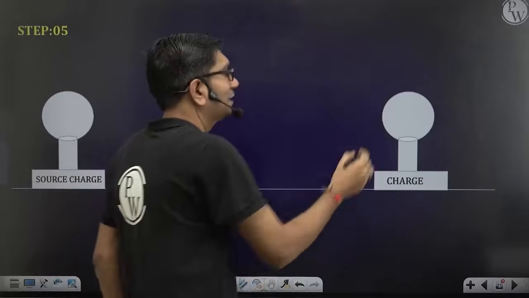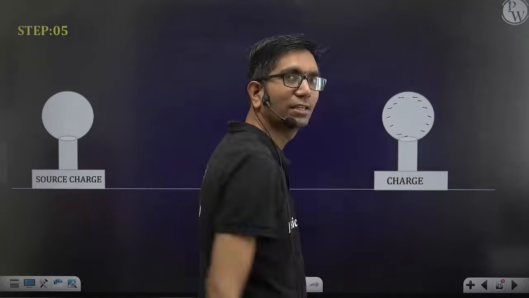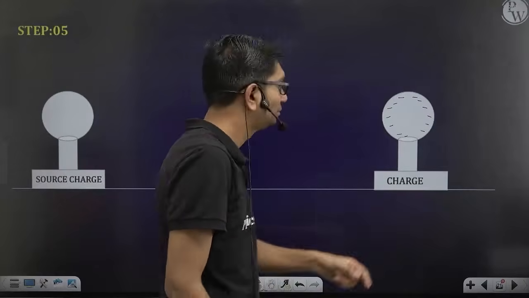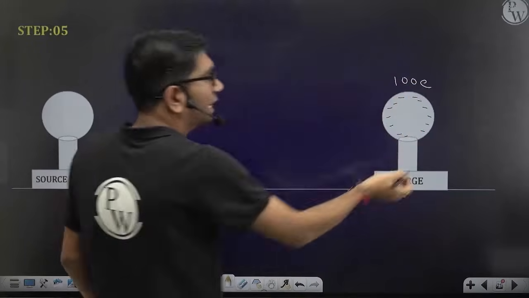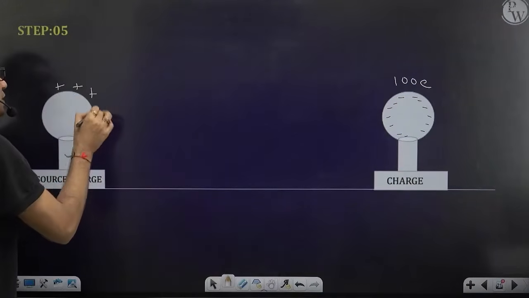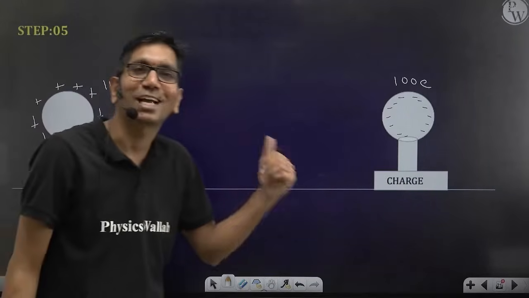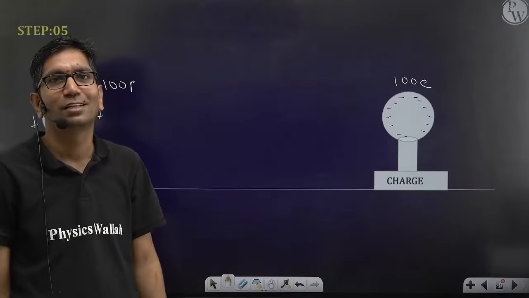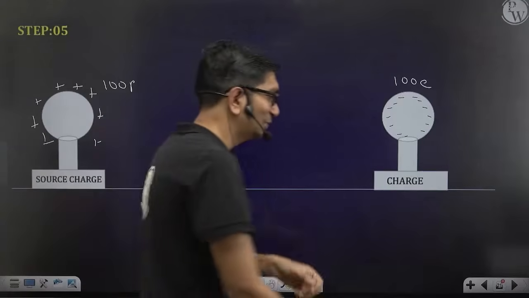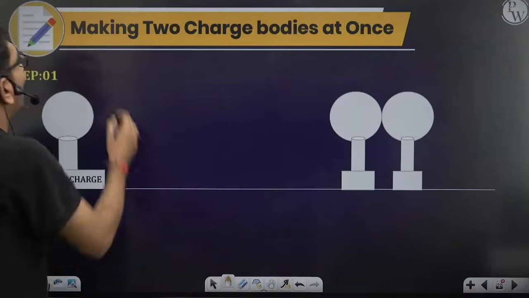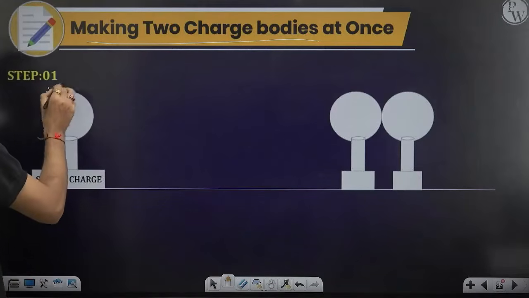So finally, what happened? When I have separated this one, the charge will be equally distributed on its surface. Is it clear? Yes or no? So finally, this becomes the negatively charged body, and this is the source charge, 100 protons. An uncharged body, without touching it, we made it a charged body. Am I right? So, making two charged bodies at once. How can we make two charged bodies at once? The same manner I'm taking here.